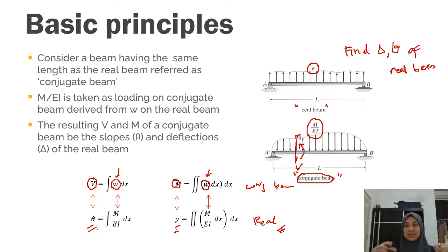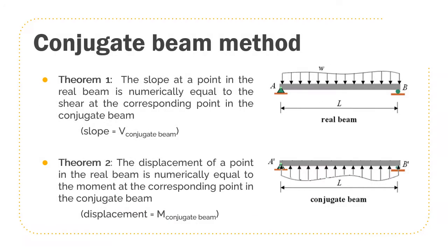It creates an imaginary or another beam that is called the conjugate beam, by modifying the boundary conditions and also your loading to M over EI, and then finding the internal moment and forces in order to get the deflection and also slope of your real structure. Whenever you want to find the slope on your real beam, you find the shear on your conjugate beam. If you find the shear in your conjugate beam, you basically will find the slope at your real beam.